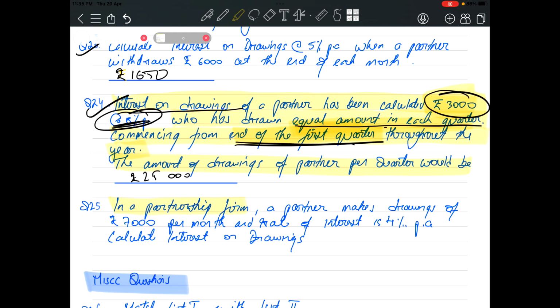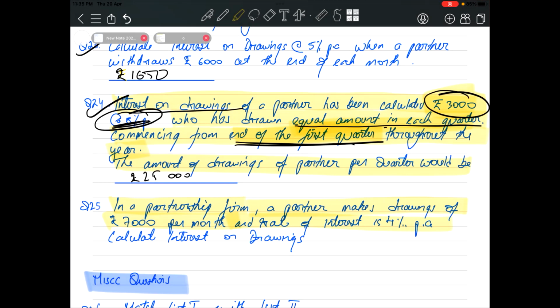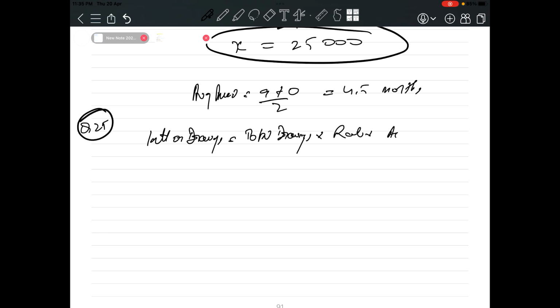In a partnership firm, a partner makes drawings of rupees 7,000 per month, at the rate of 4% per annum. Now we have to calculate interest on drawings. In order to calculate interest on drawings, what do we need? Interest on drawings, we need total withdrawal into rate into average period divided by 12. So we have to calculate the interest amount, right?